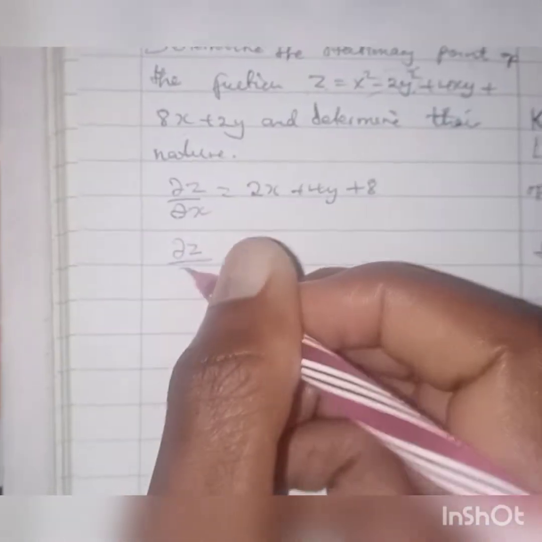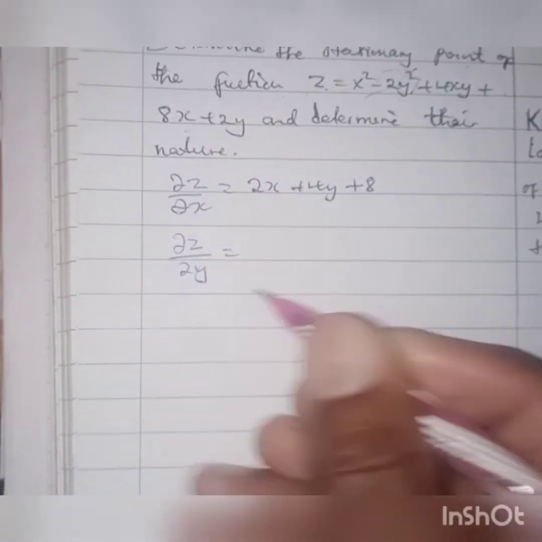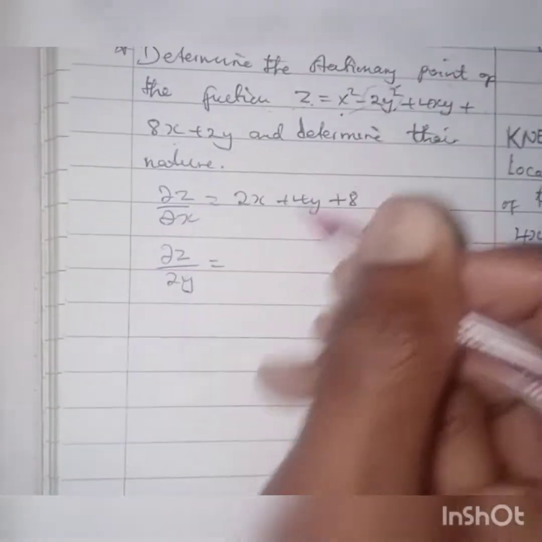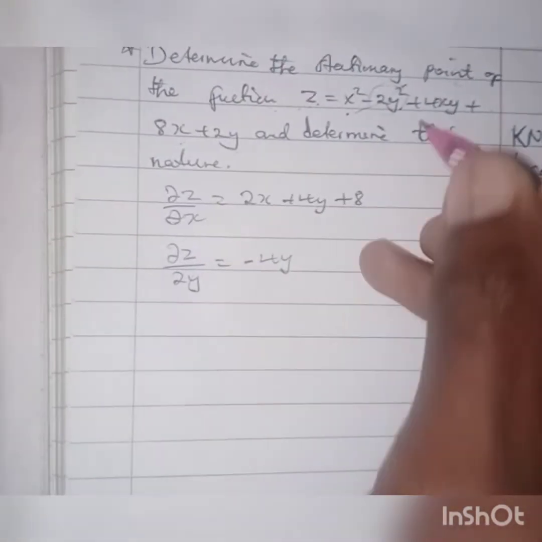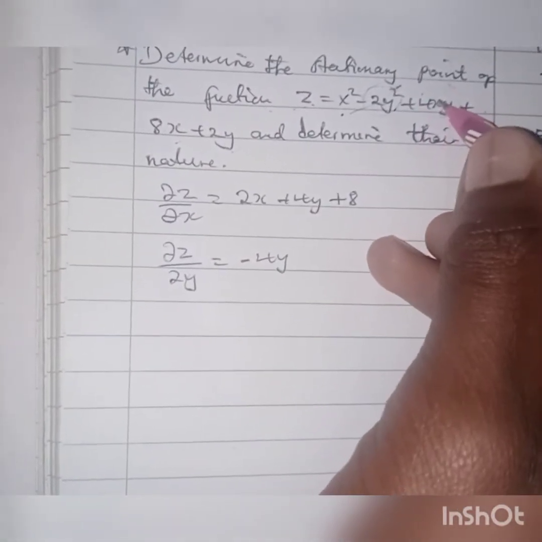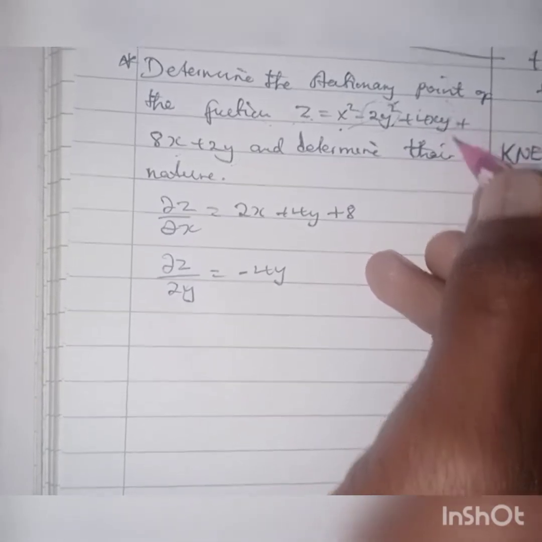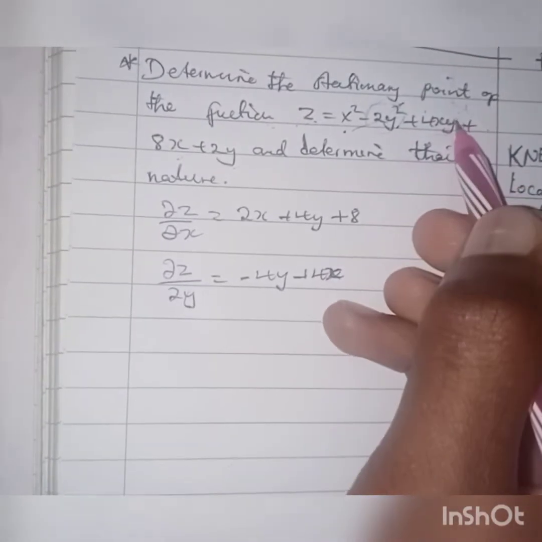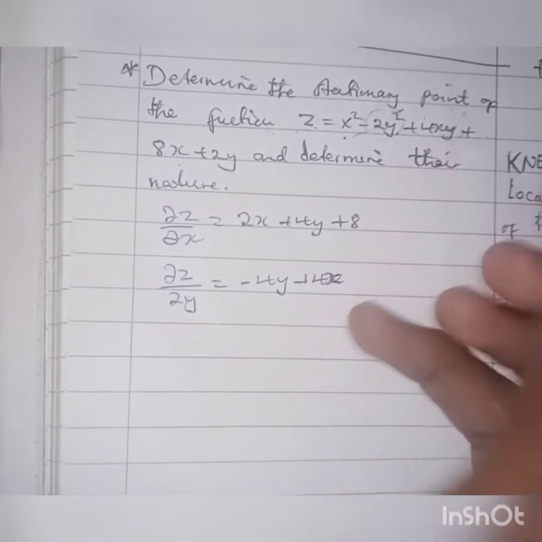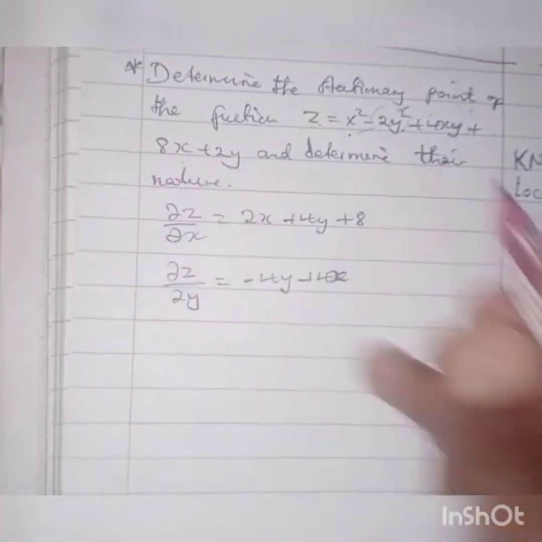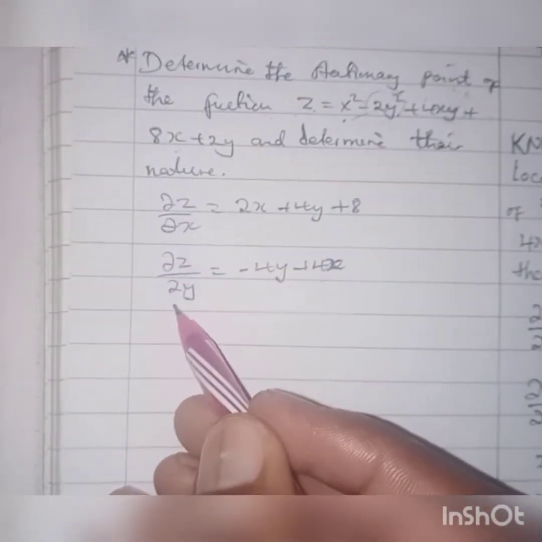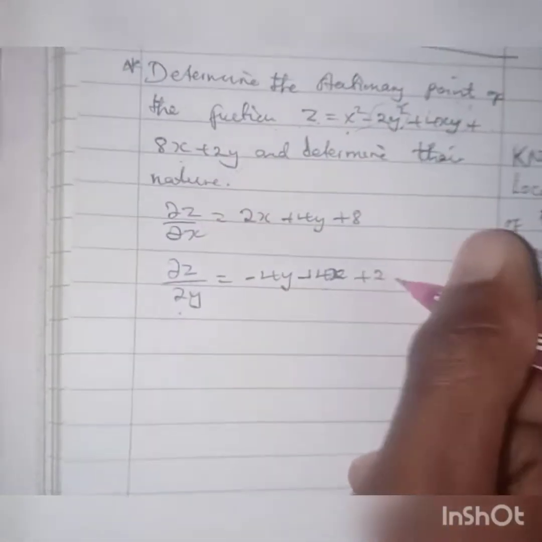Then find the partial derivative with respect to y. This is a constant and it remains 0. When you differentiate this one, it gives you minus 4y. When you differentiate this one, x is a constant, but when you differentiate y, it will be 1, so plus 4x. Then we differentiate 8x, just a constant, and it becomes 0 because you are partially differentiating in terms of y. And finally, we differentiate 2y, which is 2.